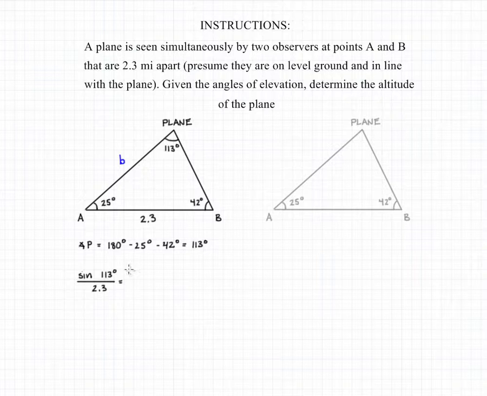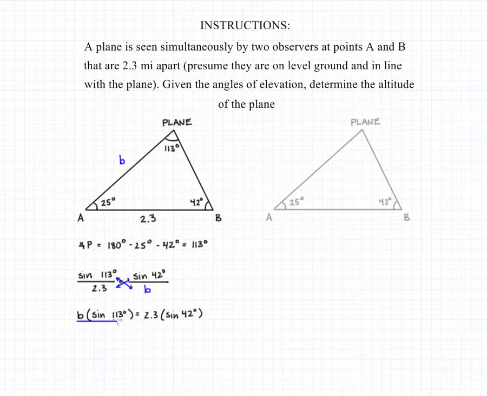We'll solve for side B in this case. So the sine of 113 degrees over its opposite side, 2.3, will equal the sine of 42 degrees over its opposite side, B. From here we can cross multiply, and we'll end up with B times the sine of 113 degrees being equal to 2.3 times the sine of 42 degrees.